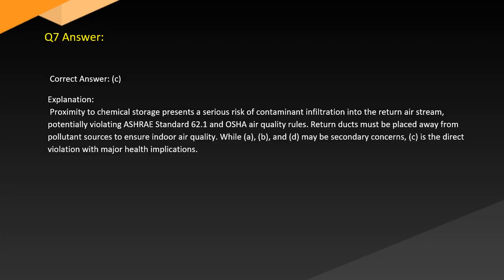Answer. Correct answer: C. Explanation. Proximity to chemical storage presents a serious risk of contaminant infiltration into the return air stream, potentially violating ASHRAE Standard 62.1 and OSHA air quality rules. Return ducts must be placed away from pollutant sources to ensure indoor air quality. A, B, and D may be secondary concerns. C is the direct violation with major health implications.